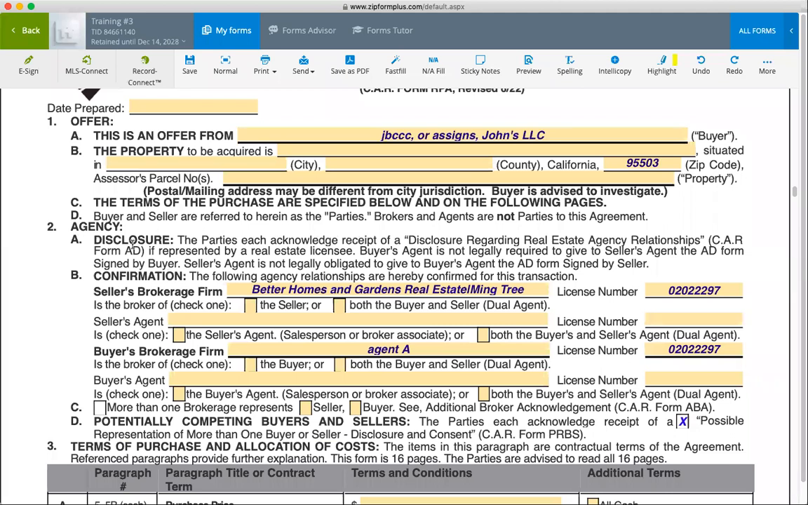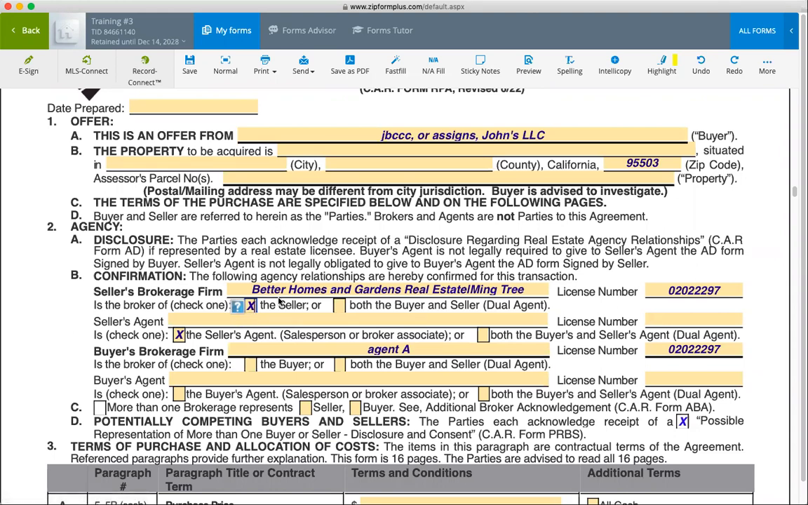Two is the confirmation of agency. So what we gave them before was a disclosure of agency, the Form AD. This is the confirmation of agency. Now we know who the other broker is going to be. So we fill out the seller's brokerage firm, which is our own. And then we put in the nature of the agency, that we're representing the seller only.